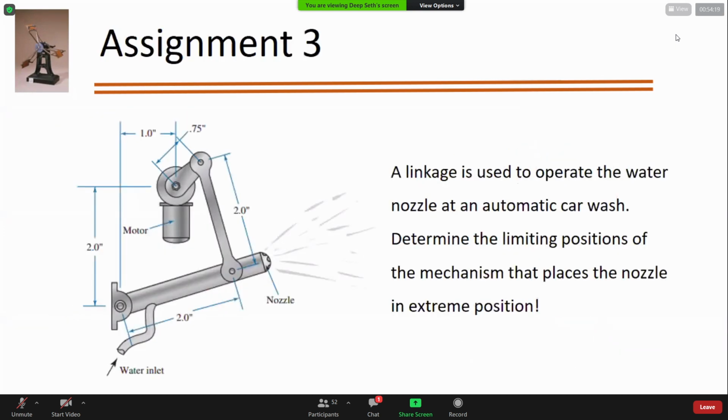For this assignment as well, by 6 p.m. today, you have to submit it because these are very simple. Maybe it will take 15-20 minutes for both of them to solve.